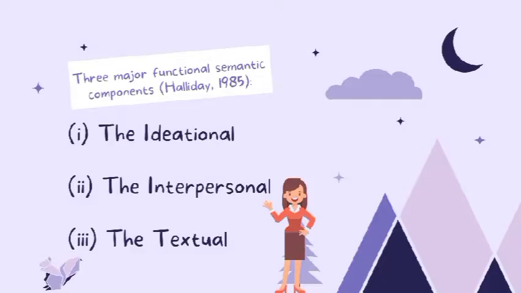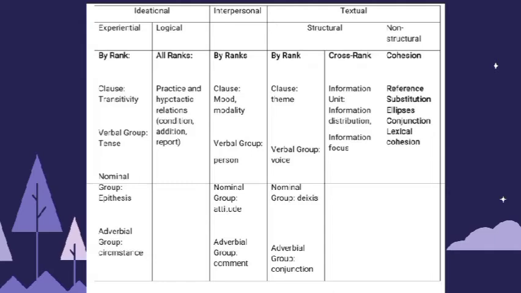Halliday has described three major functional semantic components. First, the ideational, second, the interpersonal, third, the textual. Here we can see ideational is experiential and logical. In experiential, clause is transitivity; logical, paratactic and hypotactic relation. In interpersonal, clause is mood or modality.